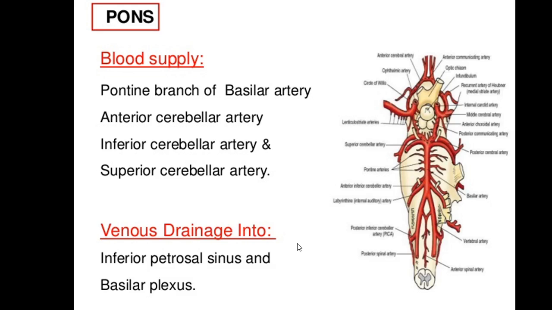Here in this diagram you can see the basilar artery giving the pontine branches supplying the pons. It also gives the anterior inferior cerebellar artery and superior cerebellar artery. Here you can see, these are the pontine branches.